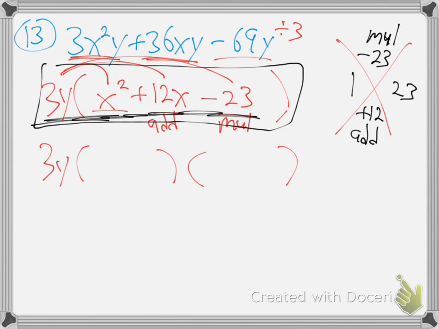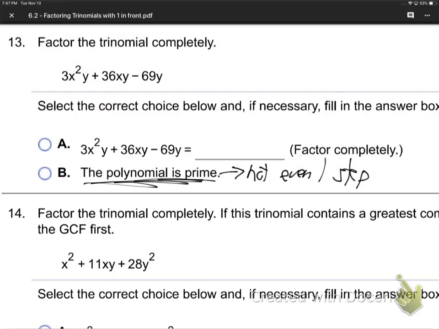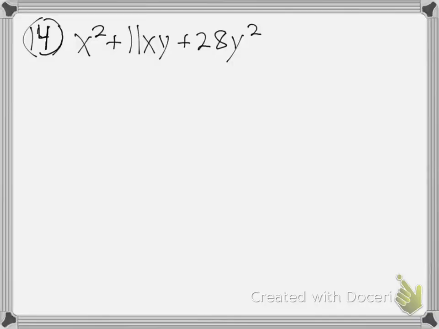We did a step. That's our answer. That right there is our answer. It just doesn't go another step. But that's fine. Does that make sense? It doesn't go any further. We're done. That's our answer. Good? So that prime thing, you only say prime if you couldn't even do one step. If you did a step, then that's your answer. All right, try that one.